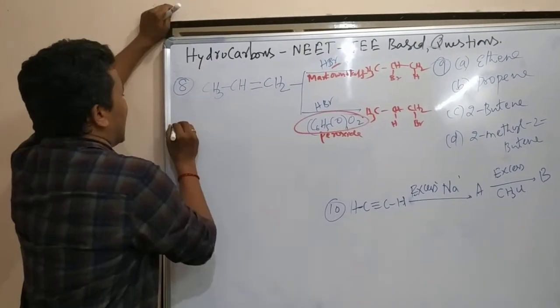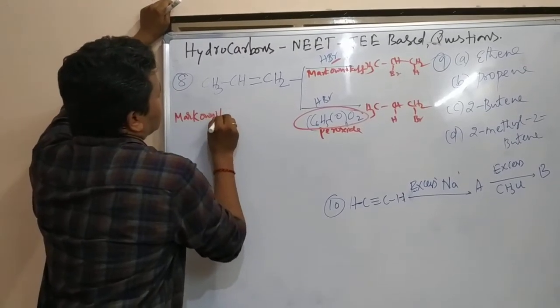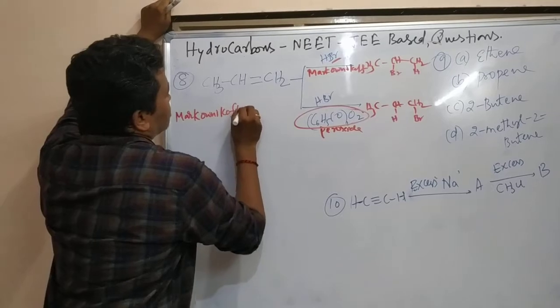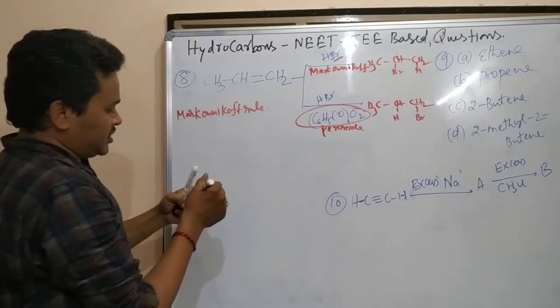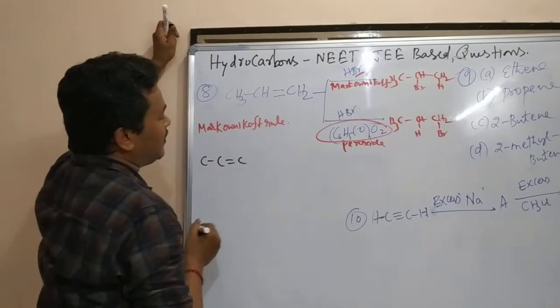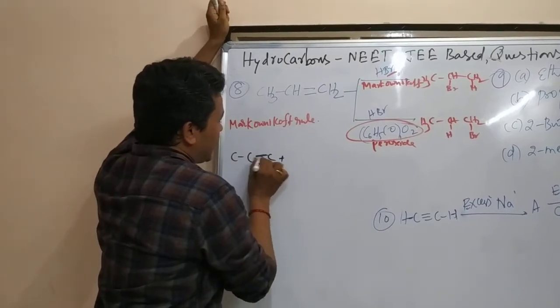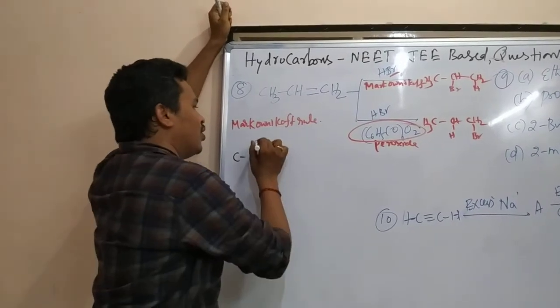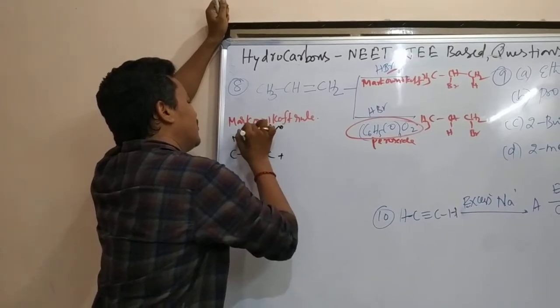So see here, I will talk about the intermediate in a Markovnikov's rule. I am taking the same thing as it is. See that. This one I am taking here. HBr. HBr is an acid. This is a pi bond. Pi bond means more electron density. It's like a nucleophile, electron rich.